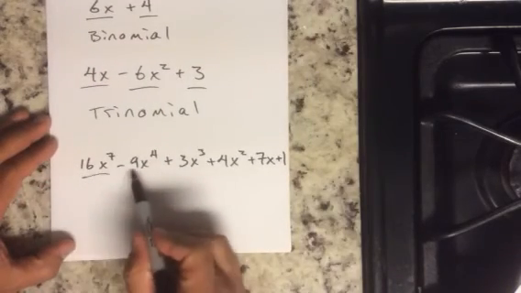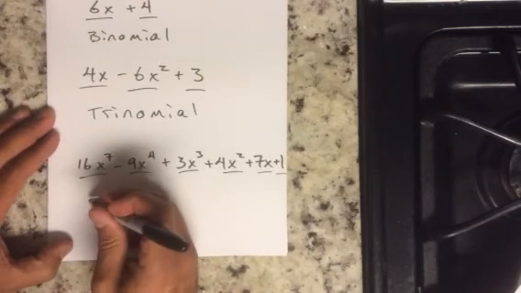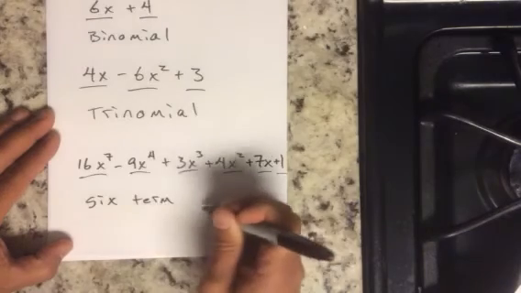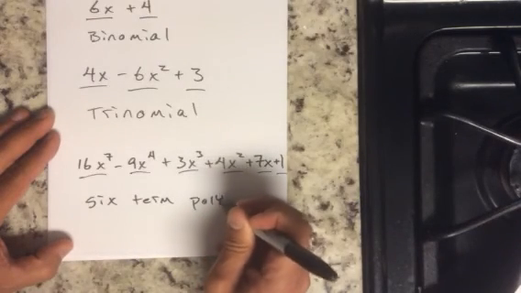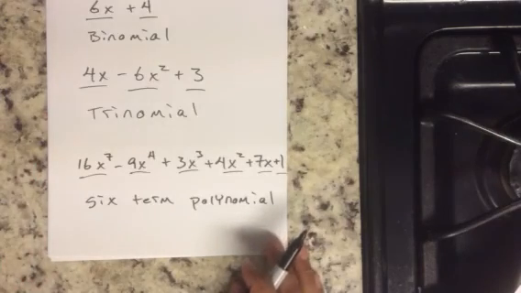Here I have 1, 2, 3, 4, 5, 6. So I'm going to call this a 6 term polynomial. And that's all that you're going to do today.